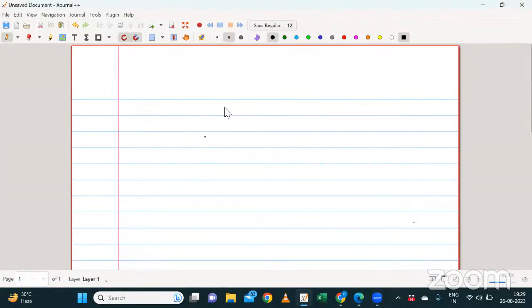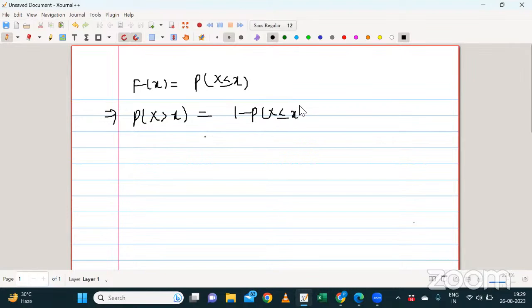So that's something I was talking about. The CDF, F(x), is nothing but the probability that X is less than or equal to x. Suppose I'm saying, what is the probability X is greater than x? Can I write 1 minus the probability X is less than or equal to x? Yes or no? Yes, sir.